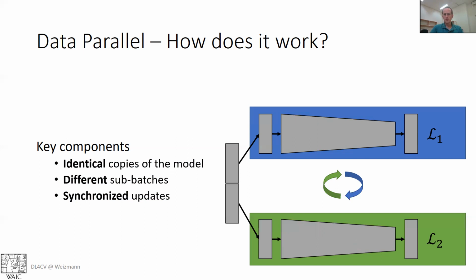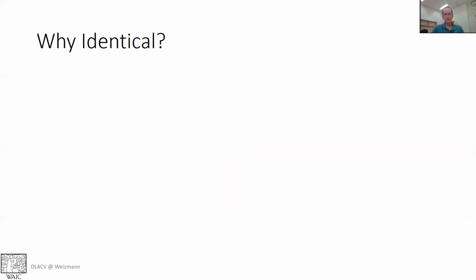And as you can see, these components are agnostic to the model and the implementation details. Therefore, PyTorch ships with boilerplate data parallel methods. And we're soon going to see them. Why is it so important to have identical copies of the model on the two GPUs? Why do we insist on it? And why do we synchronize and pay an overhead for this to be the case?